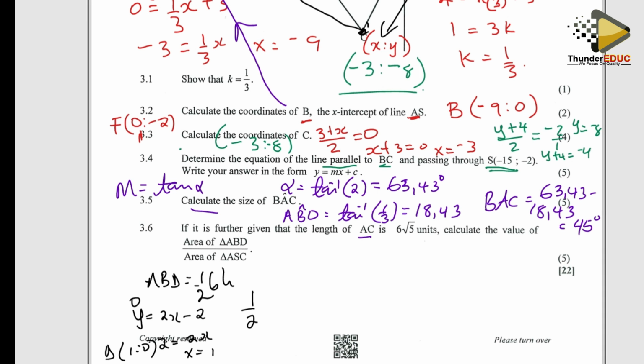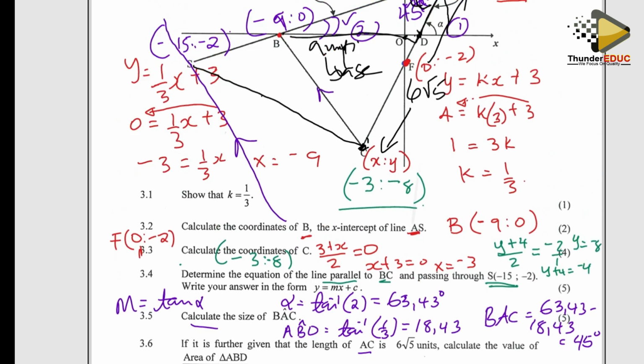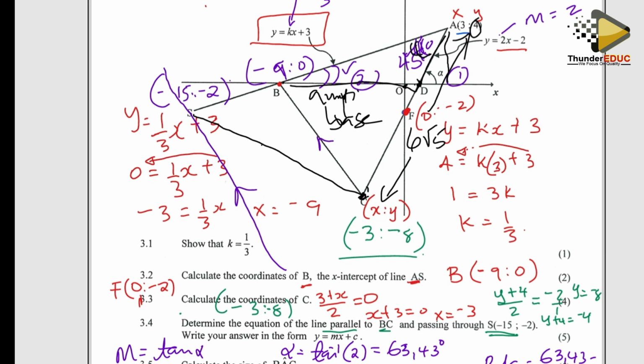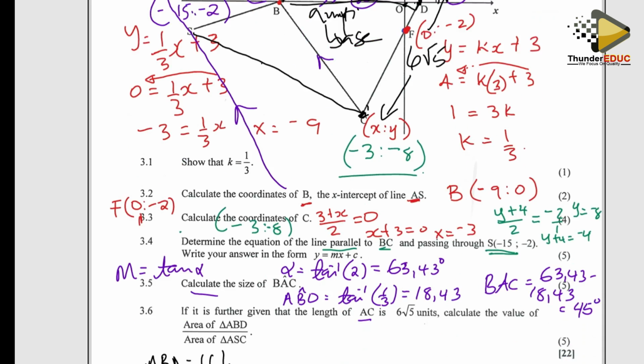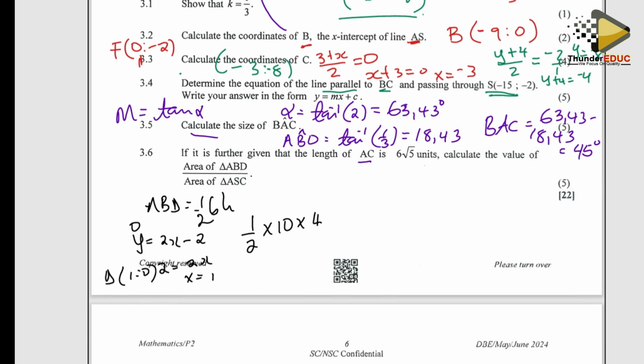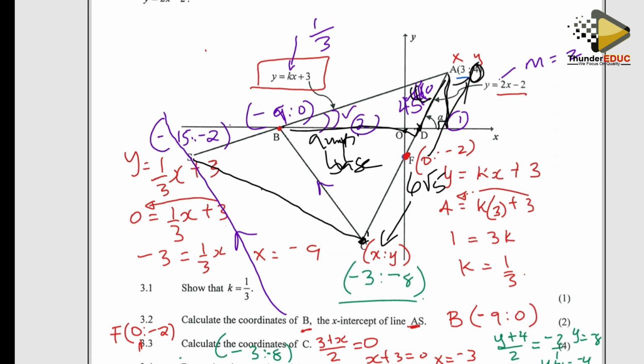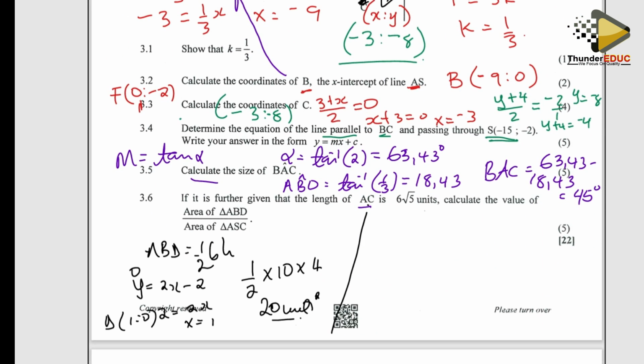So that's going to be a half times 10 times my perpendicular height, a height that makes 90 degrees with a base. I'll take just this 4. Okay, multiply by 4. That gives me 20 units squared. Then we said we need the distance of AS.